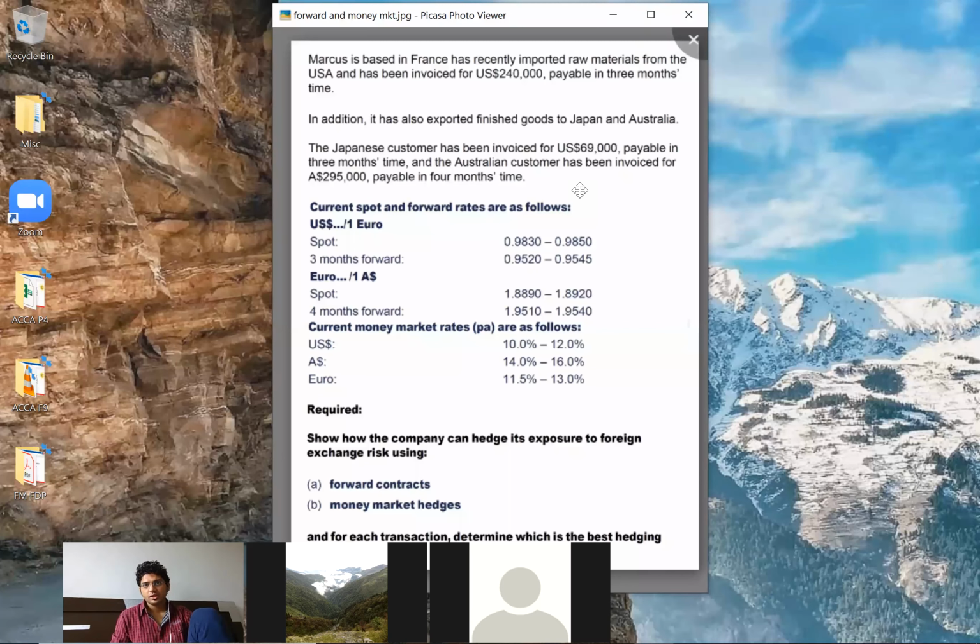If it is a receivable, which is better? If it is a payable, which method is better? So solve this question. Tomorrow we'll solve it in the class, and tomorrow also we'll start with our futures and options as well.